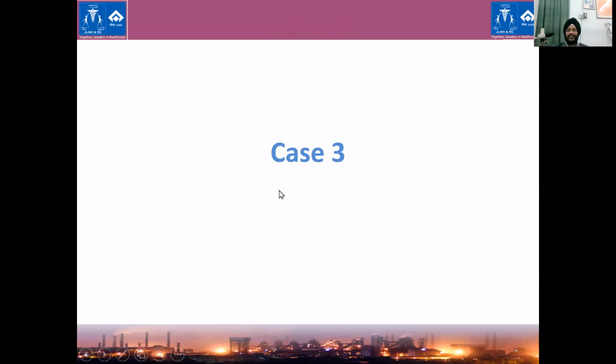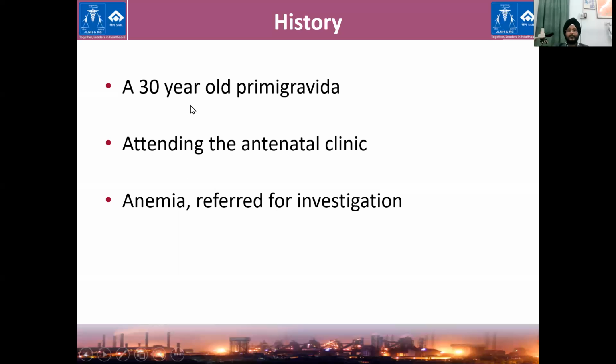So coming to our next case, she's a 30-year-old primary gravida, attended the antenatal clinic, had anemia, and was referred for further evaluation.